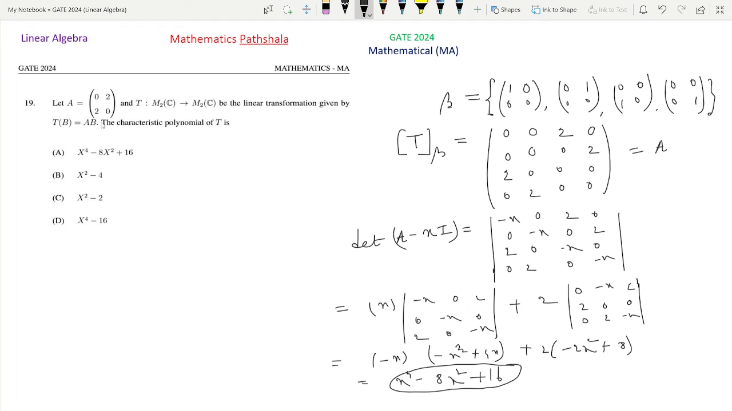Actually, in the question we are given that the given matrix is A. So we should not denote this matrix of T by A; just denote it by another letter, say B, and find the determinant of B minus xI. So this is the matrix of T, that is B, and this is the characteristic polynomial of T, x to the power 4 minus 8x squared plus 16. So clearly option A is the correct option, and options B, C, D are not correct. So this is the solution of this problem.